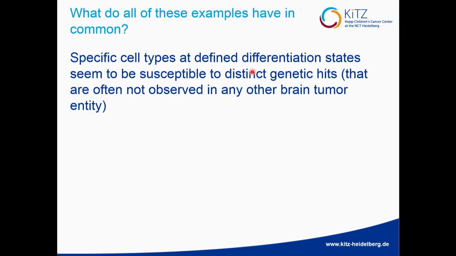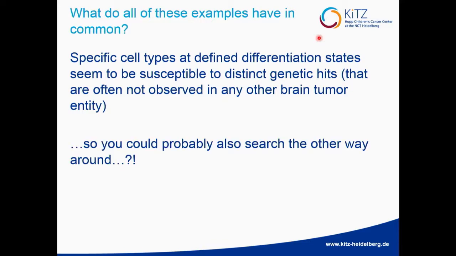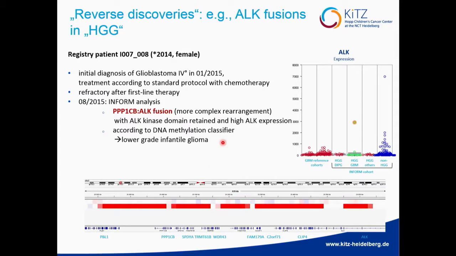It also makes sense that this is the case, right? And this is something that we see more and more often now, that we have a very close connection once we have really teased out the meaningful methylation patterns, of very specific genetic hits being associated with them. So we can probably also turn this around and search the other way around. I already gave you one example for DICER1, and I want to give you one more example.